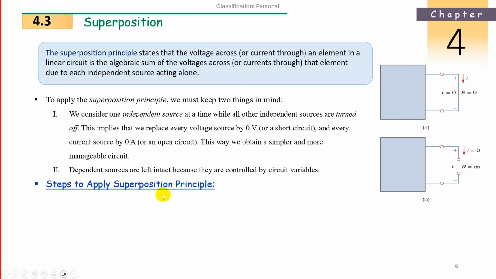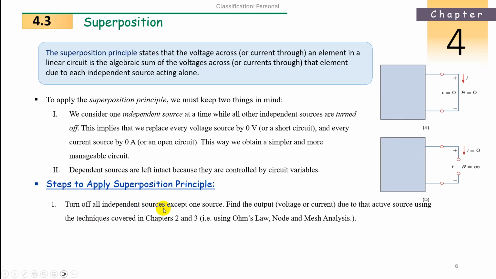Now, steps and principle again. Turn off all independent sources except one. So I told you, as per the definition, except one, turn off all the independent sources. Find out the voltage or current due to the active source using the techniques covered in chapter 2 and 3. That is Ohm's law, node analysis, or mesh analysis. So now there is no other source, only one source is there. Now it is very easy to analyze the circuit by using Ohm's law, node analysis or mesh analysis. There is also another technique: reducing the resistances to only one resistance, finding the current and dividing it among the other branches. That is also possible here.